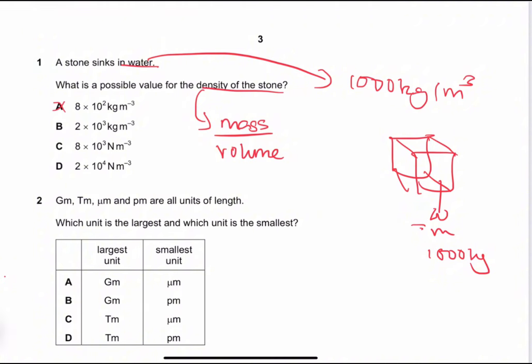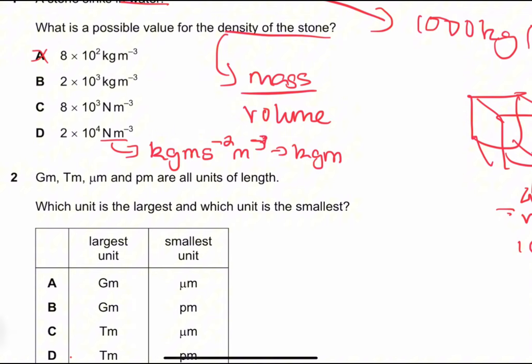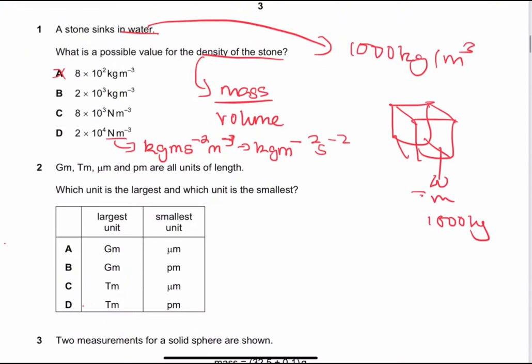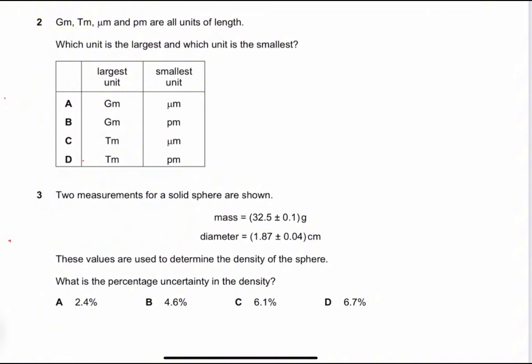If we look at C, these units are actually wrong. If we were to expand these units, this is actually kg, m s to the power of negative 2, m to the power of negative 1. This is actually kg m to the power of negative 3. This is actually kg m to the power of negative 2 s to the power of negative 2. And these are not the actual units for density, as the units for density are kg m to the power of negative 3. So it can't be C, it can't be D. The answer is B.